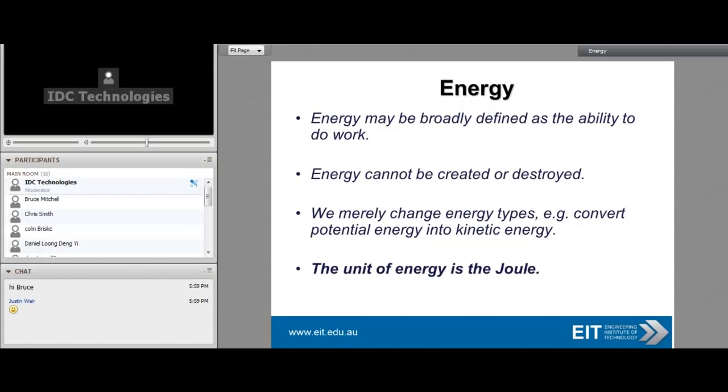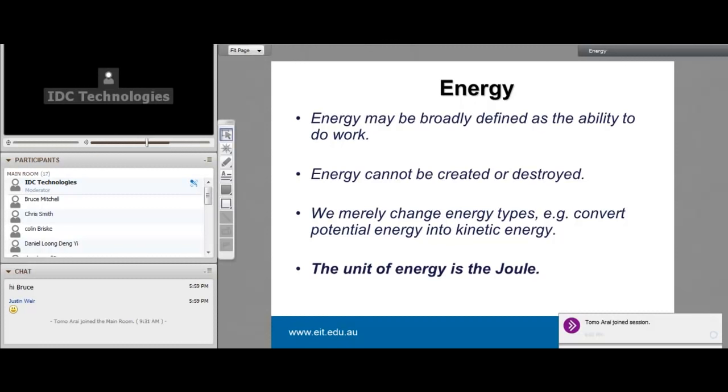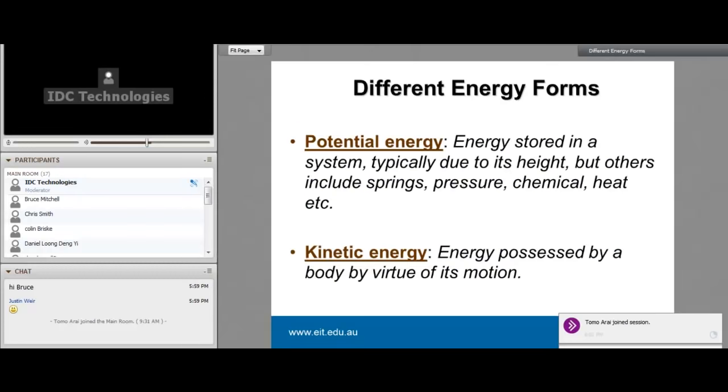Energy, well, we know that energy can't be created or destroyed. The unit of energy is the joule. There are basically two forms that energy can take. The first one is potential energy. That's the energy stored in springs, for example, or the energy that a body has due to its height.